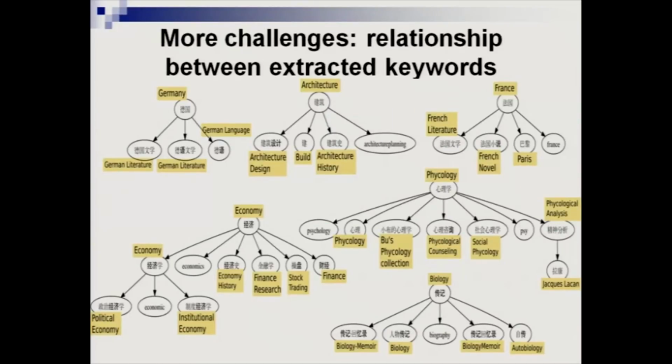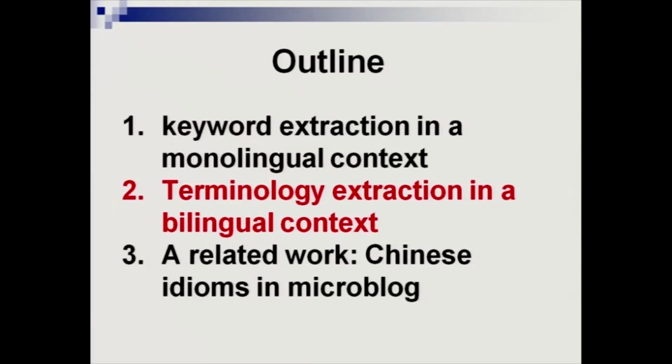That's one factor. Another possible improvement for our system is that the keyword cloud has no relationship between keywords. But currently we are doing some research. We try to find some relationships between keywords automatically. We try to find a hierarchical relation among keywords. So that's part 1. Part 2 is terminology extraction in a bilingual context.